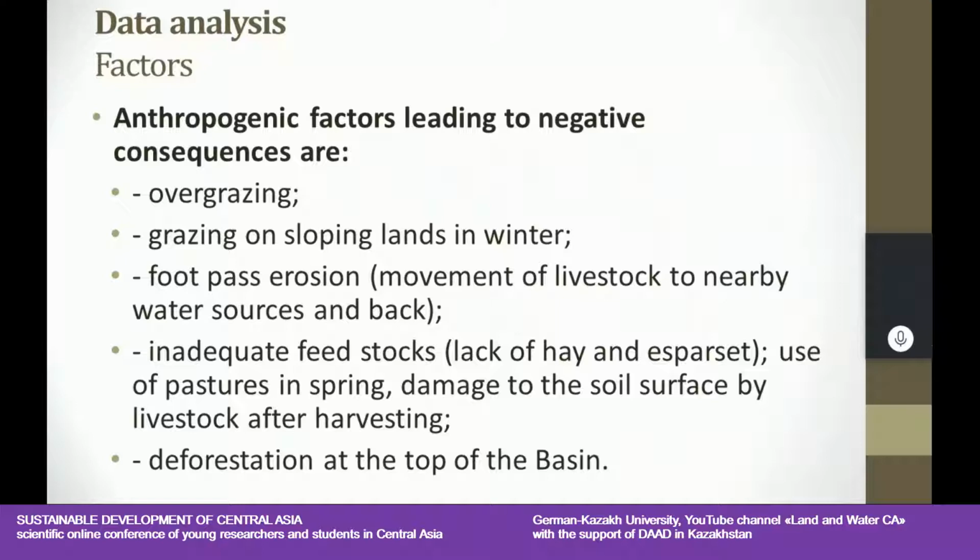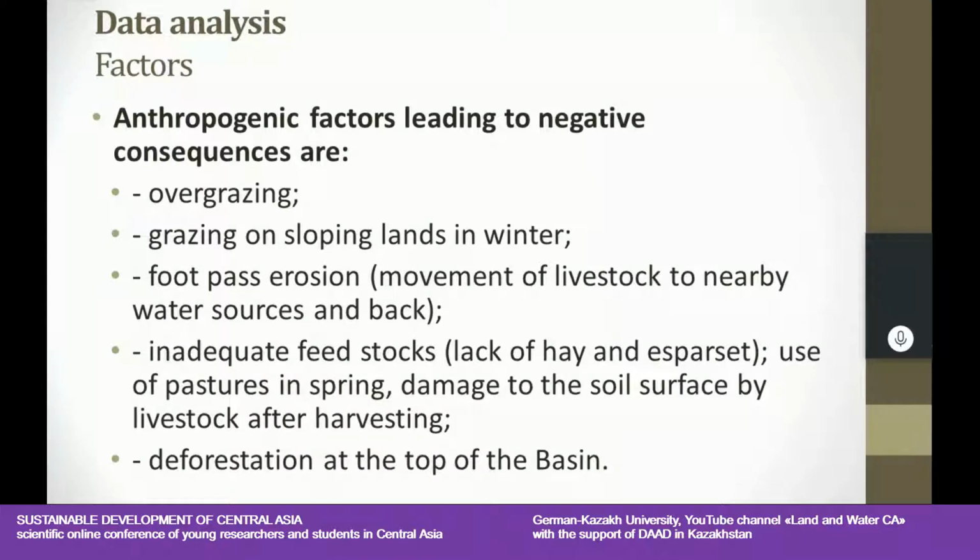And anthropogenic factors which are leading to negative consequences are overgrazing, sloping lands in winter and in the early spring, also footpath erosion, which I have shown on the previous slides, and also deforestation. Yes, deforestation.